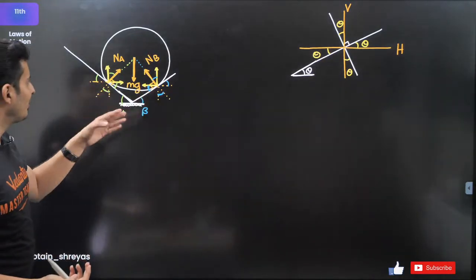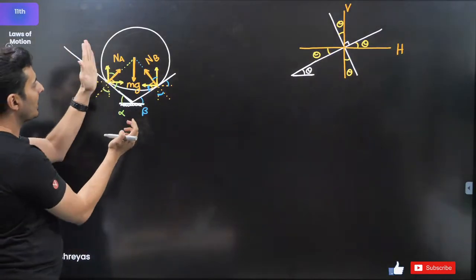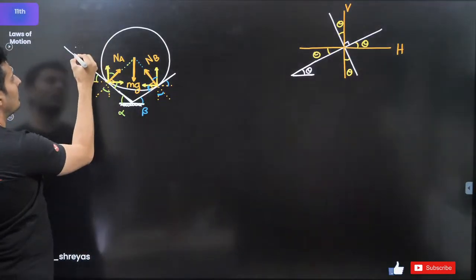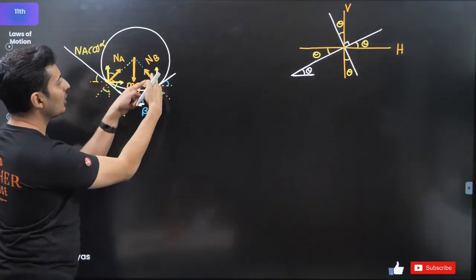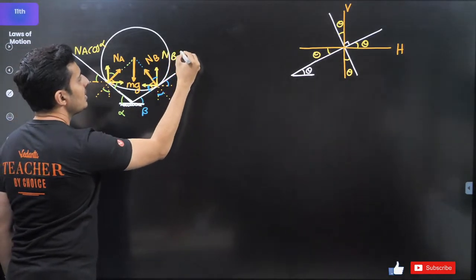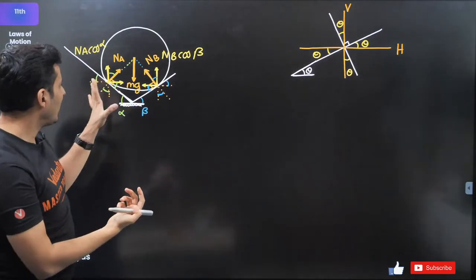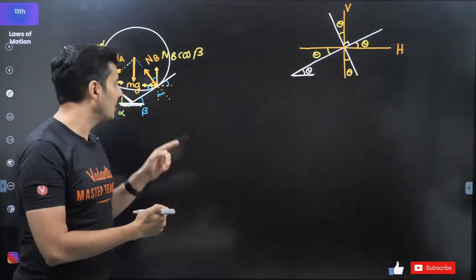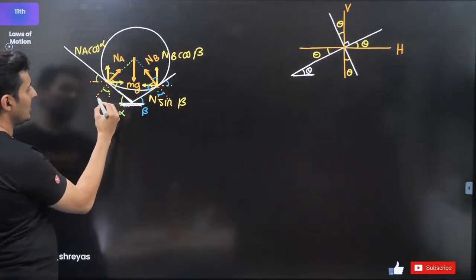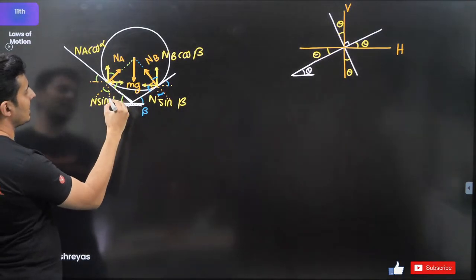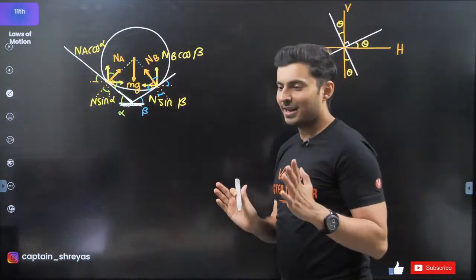Great. Once you know which is alpha and which is beta, you know which component is what. Like the vertical component over here, because it is closer, will be nothing but Na cos alpha. This vertical component over here will be Nb cos beta. Here, these will be sine components. I don't have space, but I'm pretty sure you can see that. So this will be N sine beta, and this will be N sine alpha, which is horizontal. Did you understand how to draw free body diagrams?